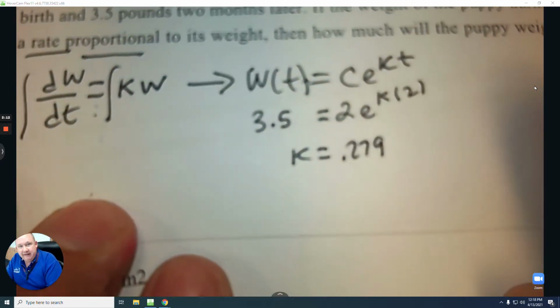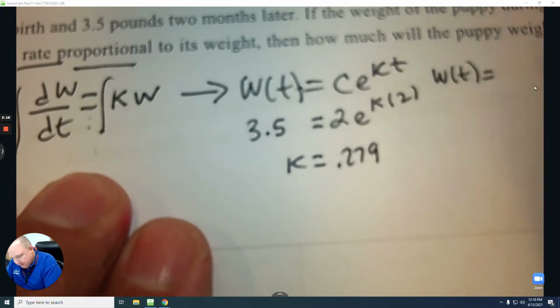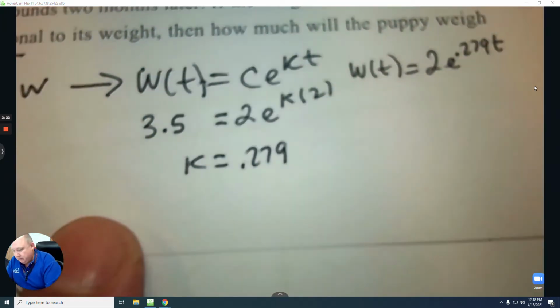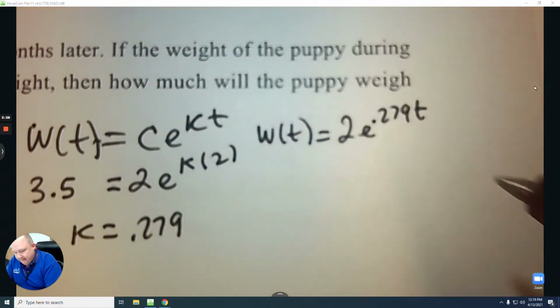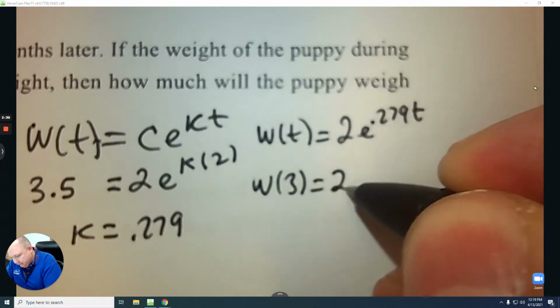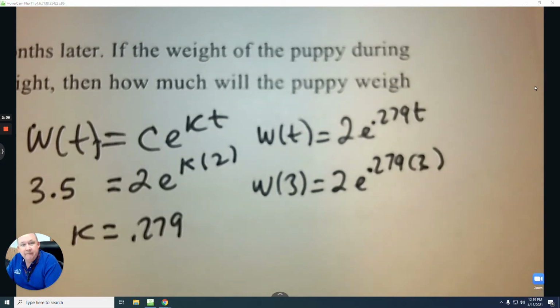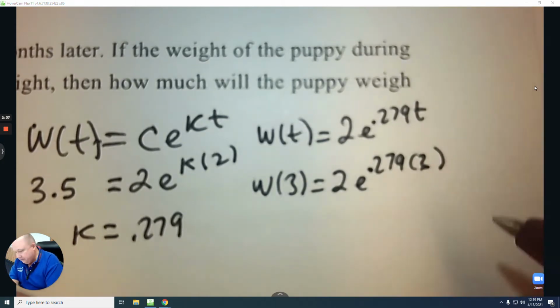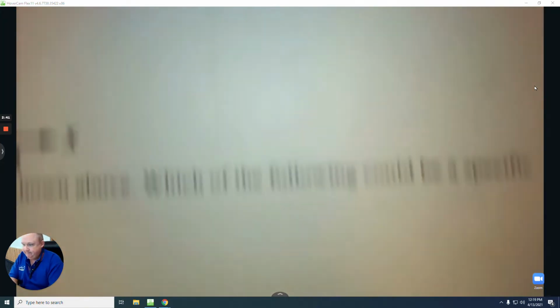And now that you have that, you go back to this equation again. So now you have the full equation for the weight. And now it says, how about at 3 months old? So plug in 3 for t. And then use your calculator, and you get the answer 4.6. Done.